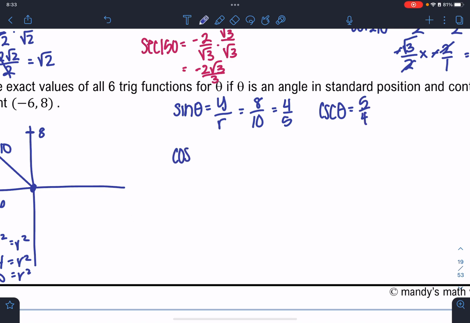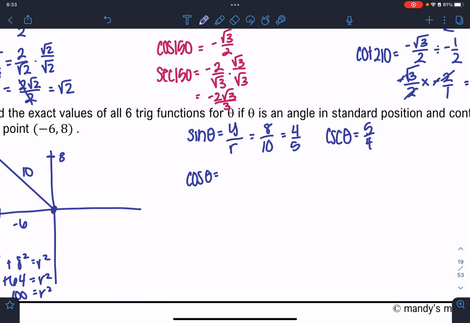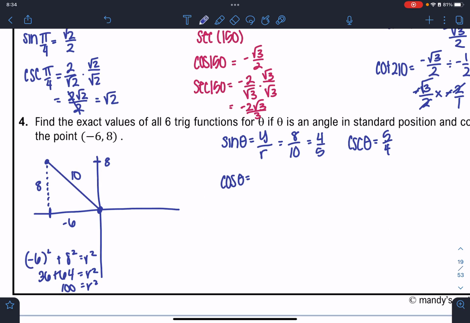So then cosine of theta. So again, we're not using the unit circle because that r value is not going to be 1, okay? So we're just kind of relating the sides in this case. So cosine of theta is going to be your x value. So what was the x value? -6 over r, which is 10. So I can reduce that to -3/5. Therefore, secant is going to be the reciprocal, -5/3.